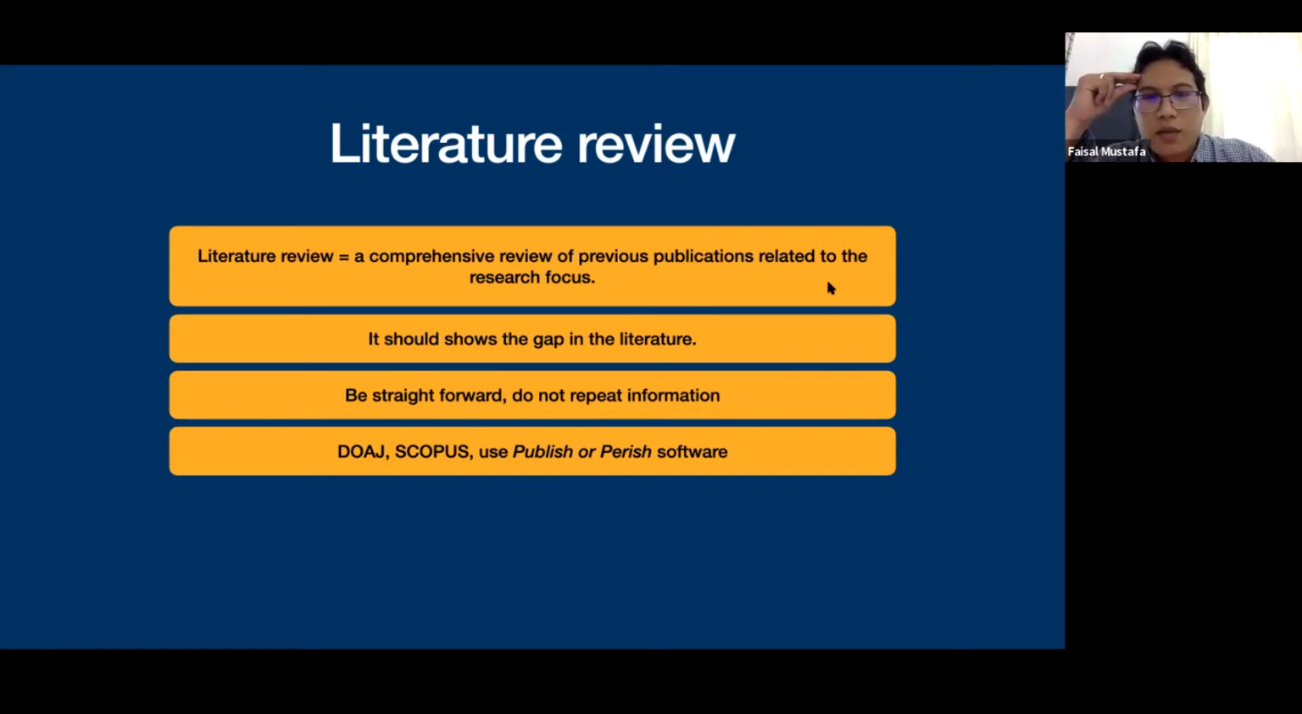And then try to be straightforward, yeah, do not repeat information. What I mean here is that one concept can be defined by 10 authors, such as intelligence. There are a lot of authors, a lot of experts who define the term intelligence. You do not need to present all of them, yeah. And you can combine those definitions, because although they state the definition in different words, they mean the same thing. So you can summarize the definition, yeah, and I will show it in the example later.